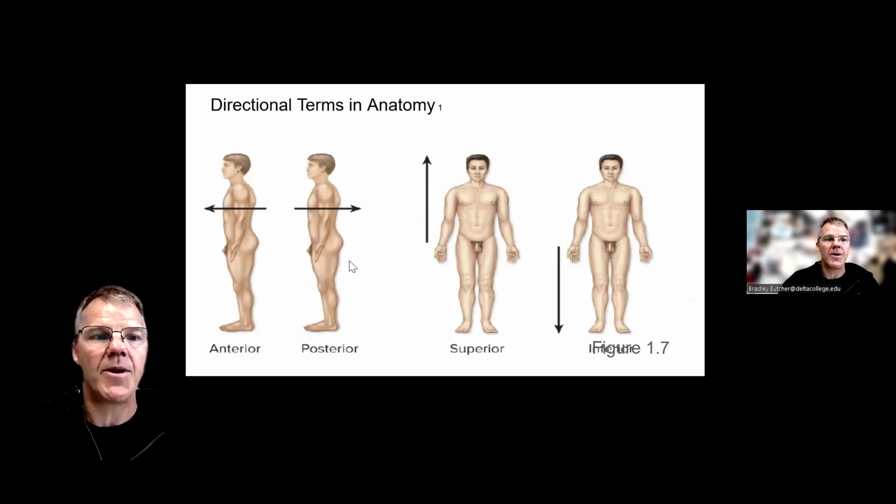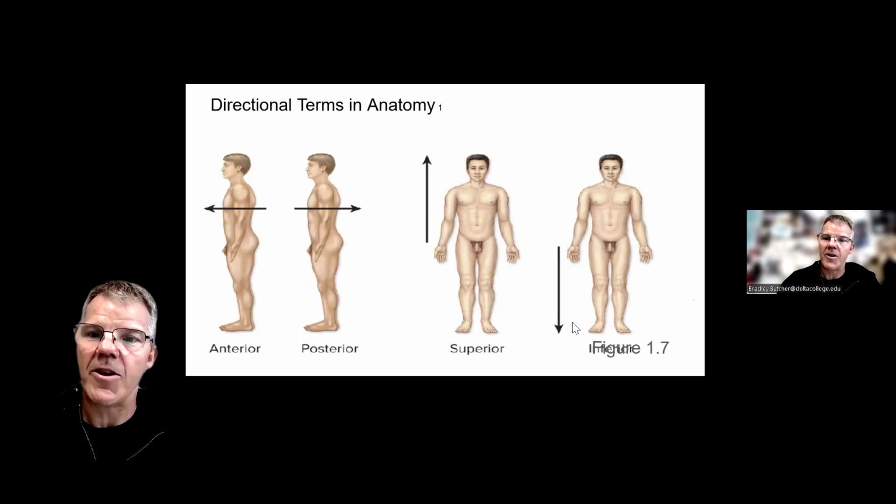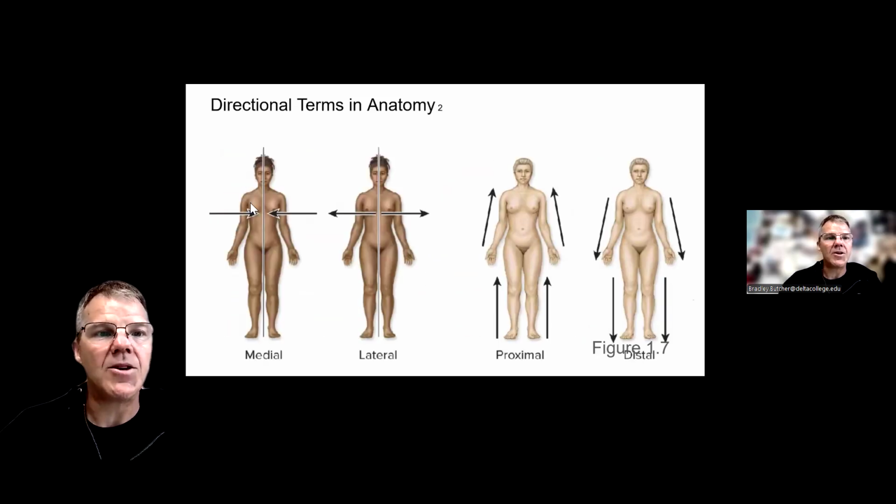So again, here's some pictures. Anterior is pointing forward, posterior is pointing back, superior, you have arrows pointing up, inferior is below towards the feet. Medial, right? There's that mid-sagittal plane, the median of the body. Medial is toward that midline plane. Lateral is away from it.